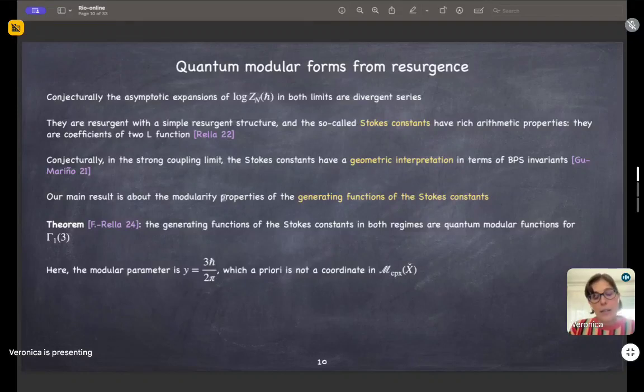And even more, as I said, you should think of these Stokes constants as a sort of invariant for the trace. But in fact, it has been conjectured by Gu and Mariño that they must have a geometric interpretation, in terms of the so-called BPS invariants in the limit h bar to infinity. Because in particular, this is the limit that should see the Nekrasov-Shatashvili and not the Gromov-Witten invariant part.